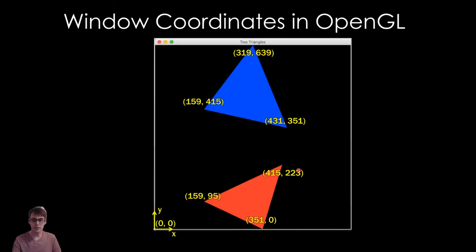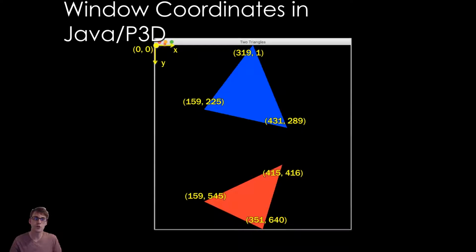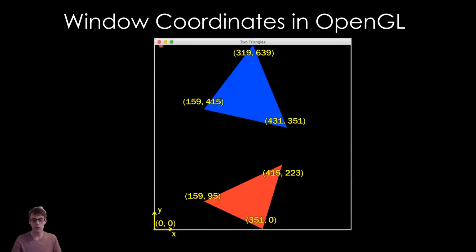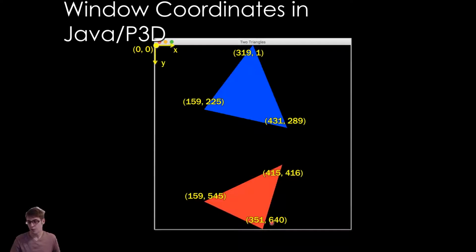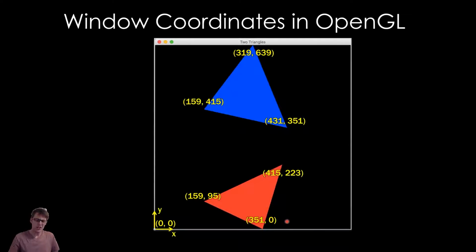Now for completeness, I'll show what this looks like in standard OpenGL. Unlike Processing, which puts Y up there, standard OpenGL puts Y down there, right? So now we have a different coordinate system. Again, X goes this way, Y goes this way, and we have X of 351, Y of 0. In the previous one, that was Y of 640. So these coordinate systems can get really confusing really quickly.